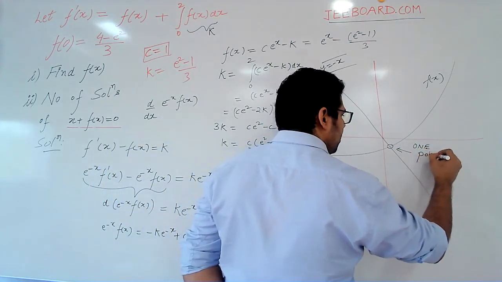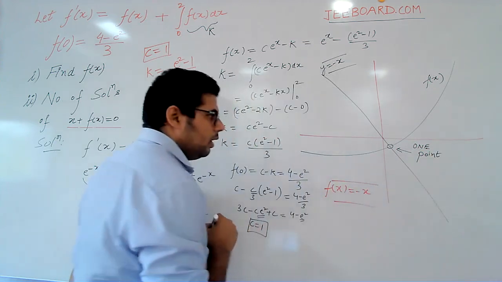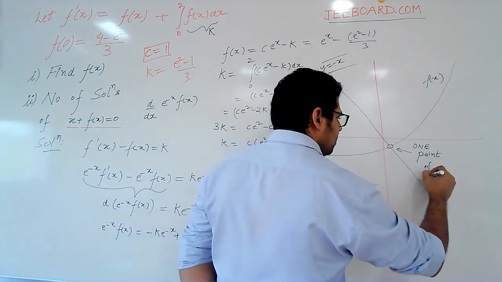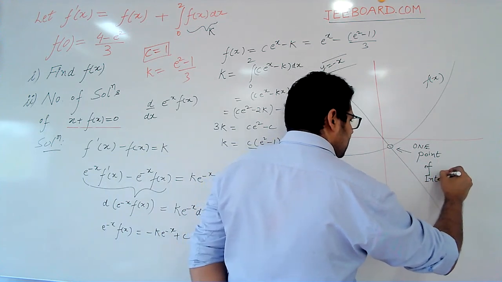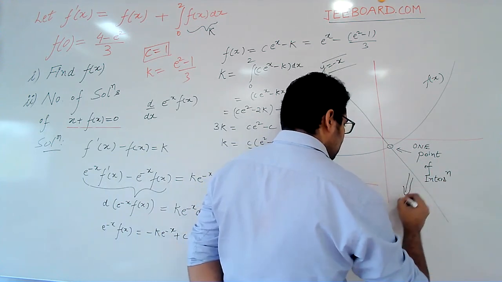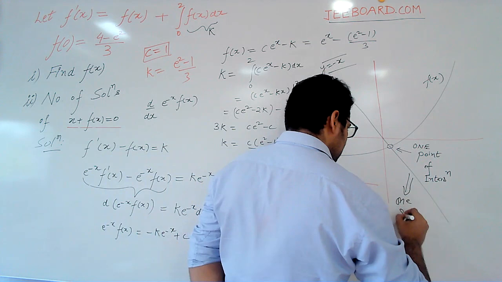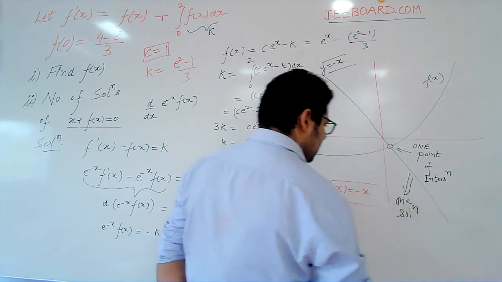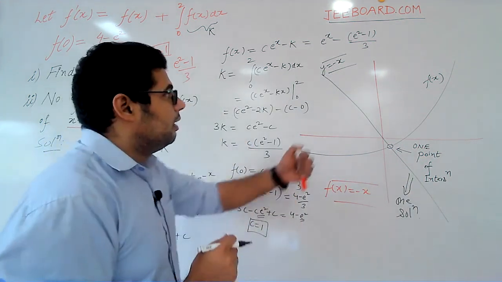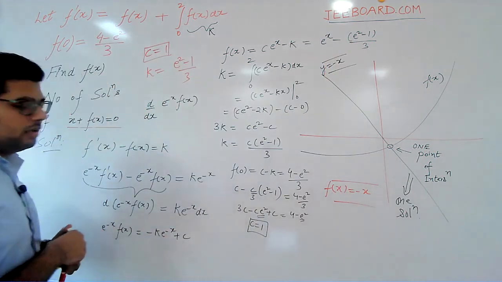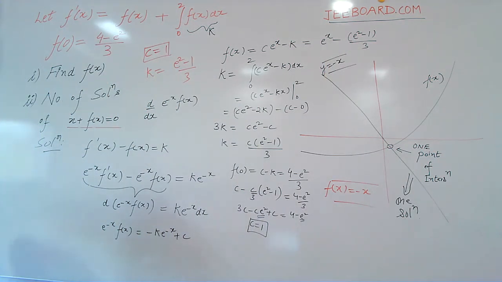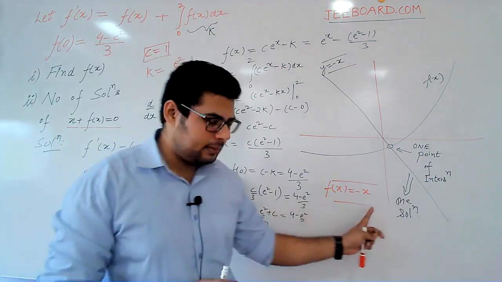So since there is 1 point of intersection, we'll say that it will be having only one solution. So if you were given the options, you could have easily marked the option for f of x as this, and the number of solutions for x plus f of x as 1, right?